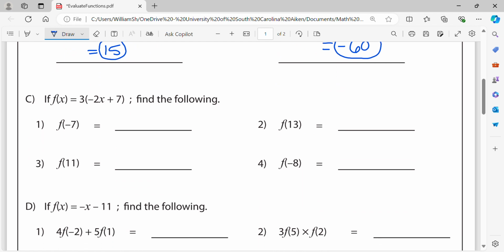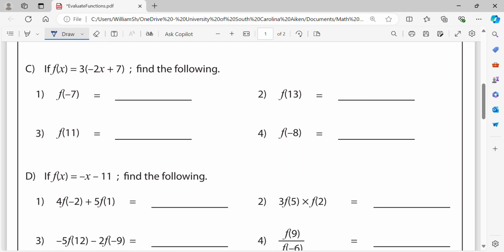Let's get a little more complex. Now, let's take the same function, but let's change the input value of x. So here the function is f of x equals 3 times negative 2x plus 7. That negative 2x plus 7 is in parentheses, and we want to find f of negative 7. This means that I'm plugging in negative 7 for this x and then solving.